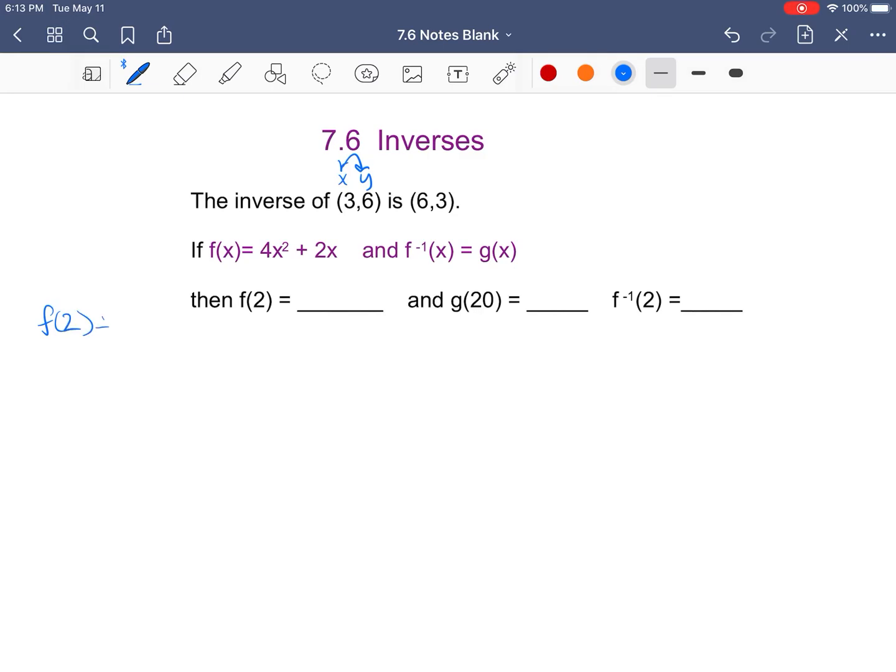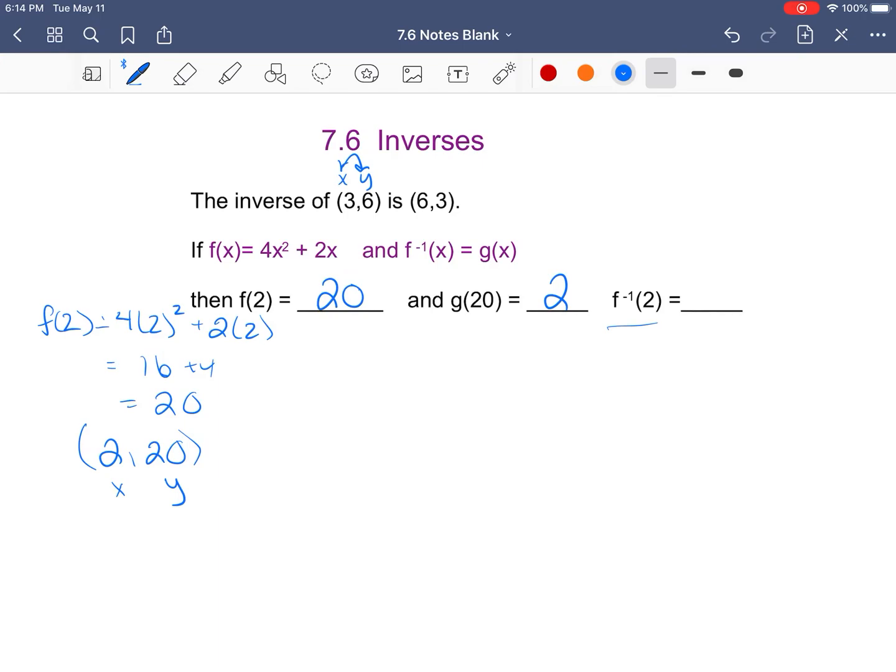y. So f of 2. Well, f of 2 is going to be 4 times 2 squared plus 2 times 2. 16 plus 4 is 20. So that gives us the point (2, 20). We've got an x, we've got a y. Well, so then g of 20, first of all, f of 2 is going to be 20. g of 20 is basically saying on our original function, where is our x equal to 20? Well, that happens to be at 2.